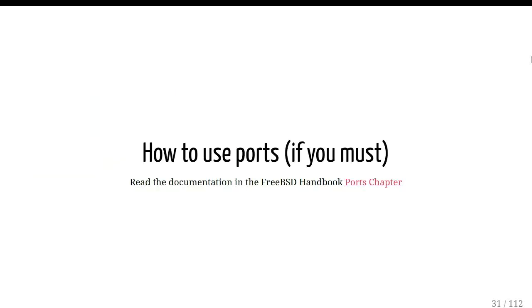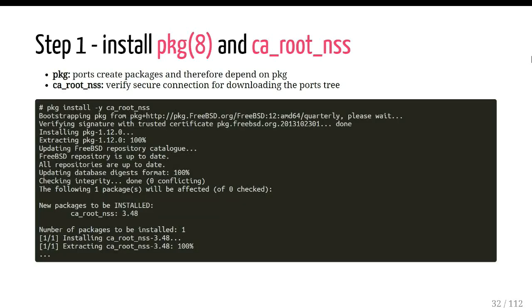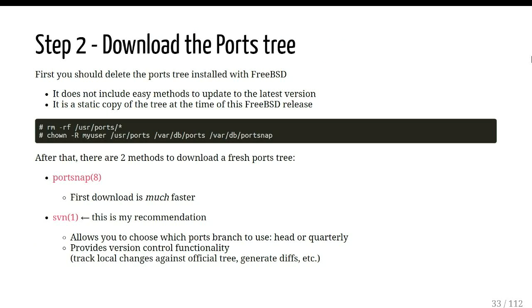All right, so how to use ports if you must. Remember, I recommend probably not doing this. The first thing I'd say is read the FreeBSD Handbook. There's a really good ports chapter that everything that I'm about to tell you is clearly documented there and gives a little bit more of a narrative as to why and how it works, etc. So step one is actually to install a package, which is a little bit backwards. Sorry about that. I'll just pick that up and fix it as I'm going.